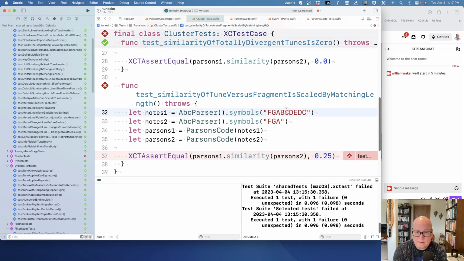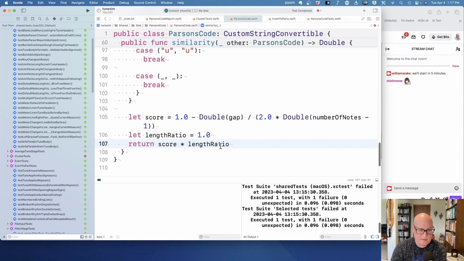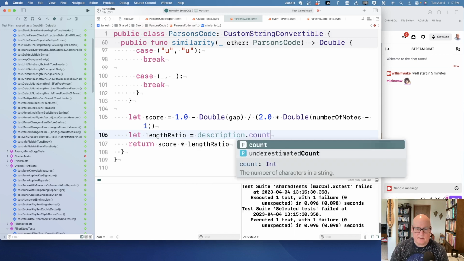Let's make this one 12, 3, 6, 9, 12. Okay, so I'm going to go by the lengths of these things and say your length gives you the scale of chance. So this one is 1/4 as long, even though it's got a perfect match, it's only 1/4. All right. And so this is description dot count.